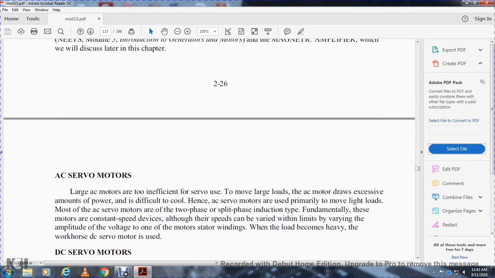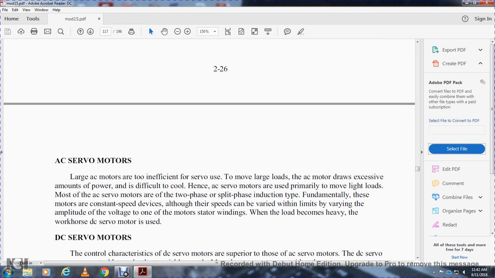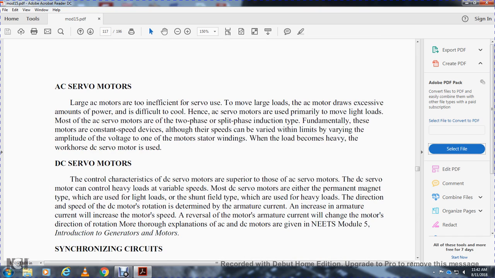AC servo motor. A large AC motor is too inefficient for a servomotor to move a large load. The AC motor draws excessive power with difficulty cooling. AC servomotors are used primarily to move light loads. Most AC servomotors are two-phase, split-phase induction motors, fundamentally constant-speed devices, although the speed can be varied within limits by varying the amplitude of the voltage on the stator. If the load becomes heavy, a DC servo motor is used.